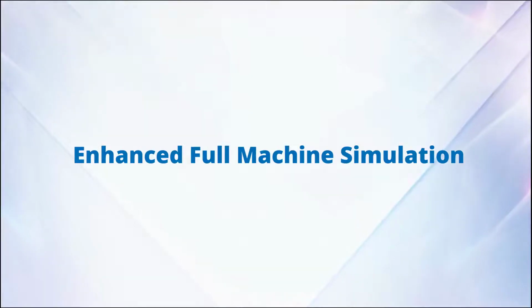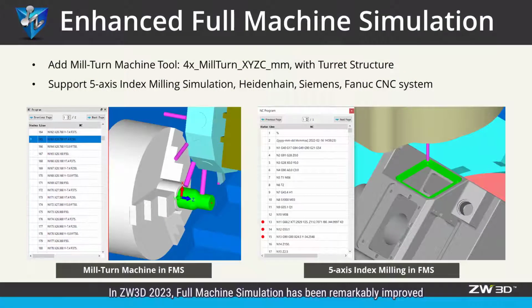Enhanced full machine simulation. In ZW3D 2023, full machine simulation has been remarkably improved. For example, mill-turn type machine has been added and support 5-axis index milling simulation.